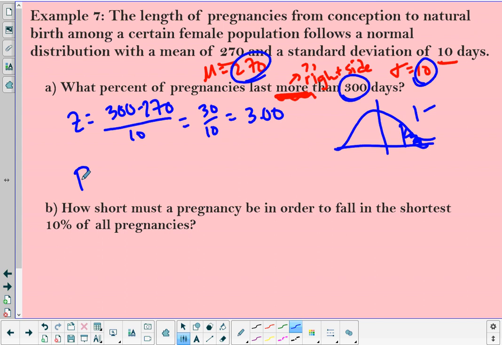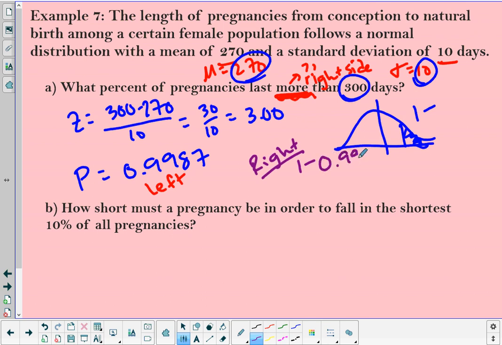So now the P for 3.00 is 0.9987. But that's the area to the left, underneath the curve. I want above, to the right. So to the right means I need to take 1 minus 0.9987, and I get 0.0013. That is the probability of pregnancies that last longer than 300 days. Now, let's look at the next one, B.